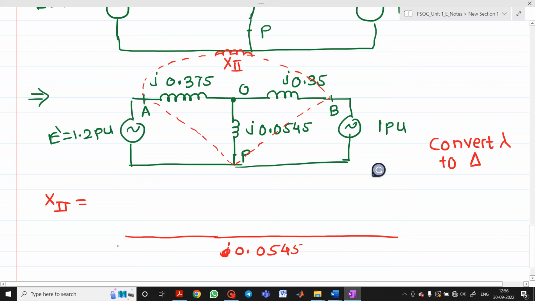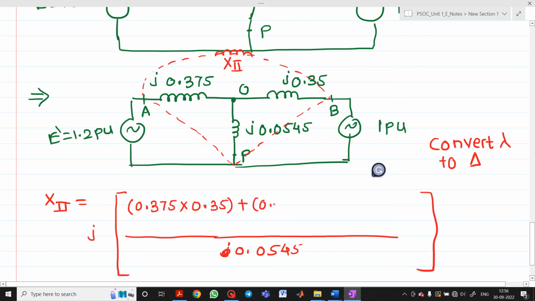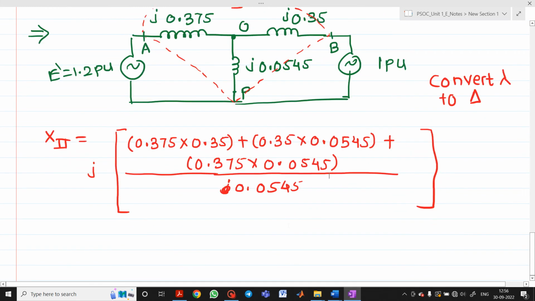I will take j common instead of taking j. Now, how to write the numerator? First multiply with second, second multiply with third, third multiply with first. So it will be like this: 0.375 into 0.35 plus 0.35 into 0.0545 plus 0.375 into 0.0545. If you solve this, you will get an answer for x2 in per unit.